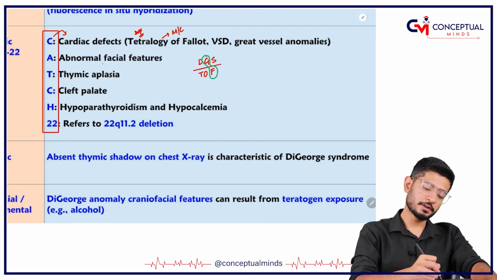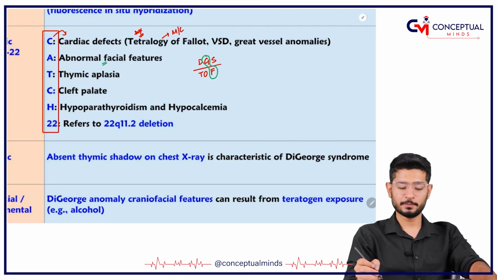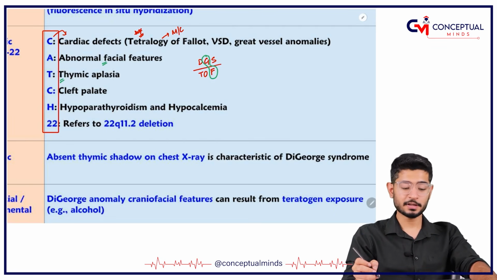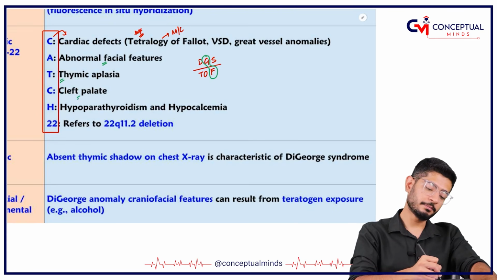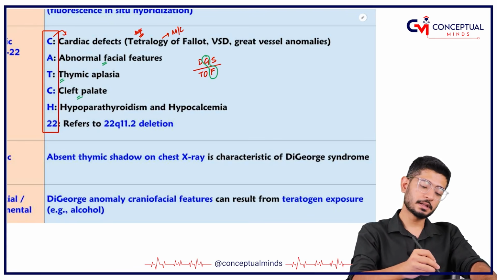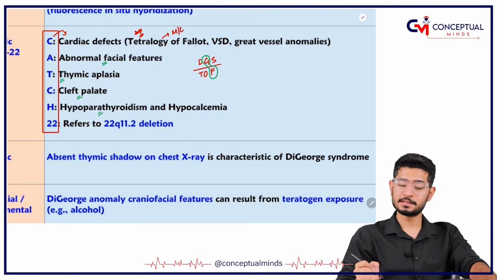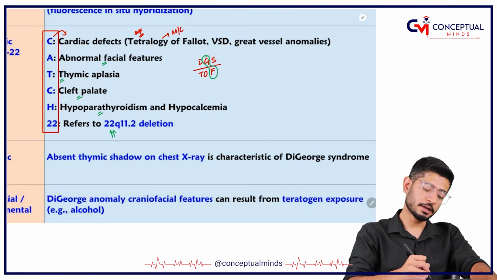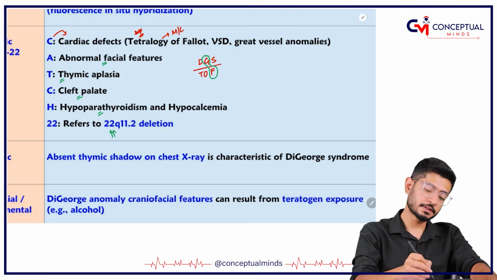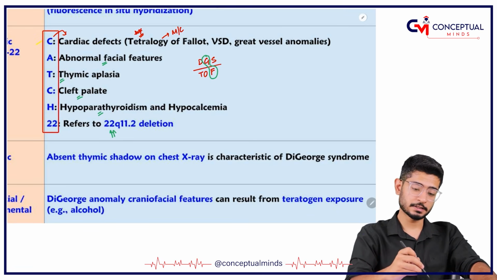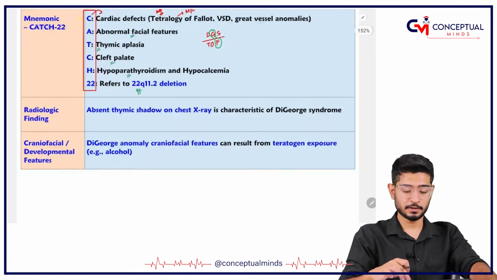A for abnormal facial features. The facial features are abnormal. T for thymic aplasia. Thymus is not formed properly, thymic aplasia. C for cleft palate. H for hypoparathyroidism and hypocalcemia, because the parathyroid is not formed properly. And 22 means 22q11 gene deletion. So C for cardiac abnormalities, A for abnormal facial features, T for thymic aplasia, C for cleft palate, H for hypoparathyroidism and hypocalcemia, and 22 is the 22q11 gene mutation.